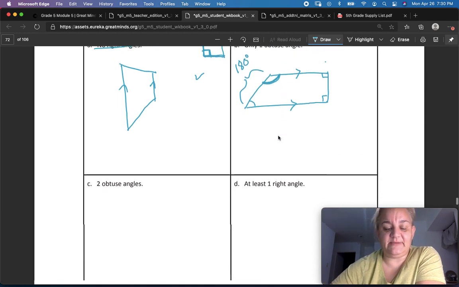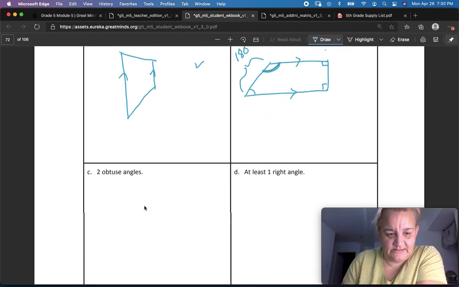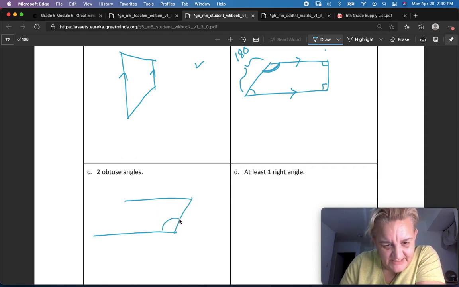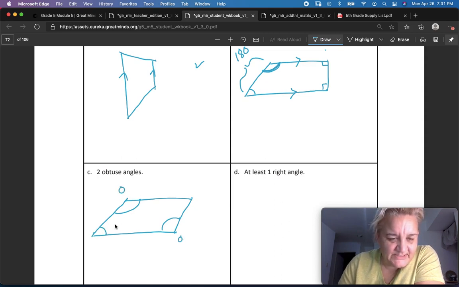Okay, this one's going to be a little bit easier. Two obtuse angles. Okay, so here's a parallel line, and here's a parallel line. And this angle right here is obtuse because it's bigger than 90 degrees, and I'm going to draw a line here. And this one is bigger than 90 degrees. So these two are obtuse. I'm going to put O for obtuse. And this one is going to be smaller than 90 degrees, and this one's smaller than 90 degrees, so that's an acute angle. But I still have two parallel lines. In fact, I have four parallel lines.